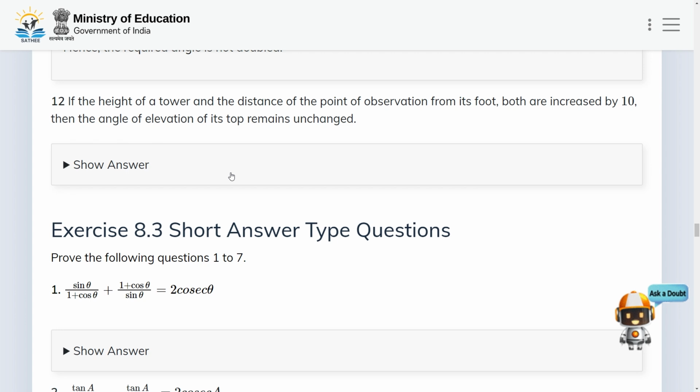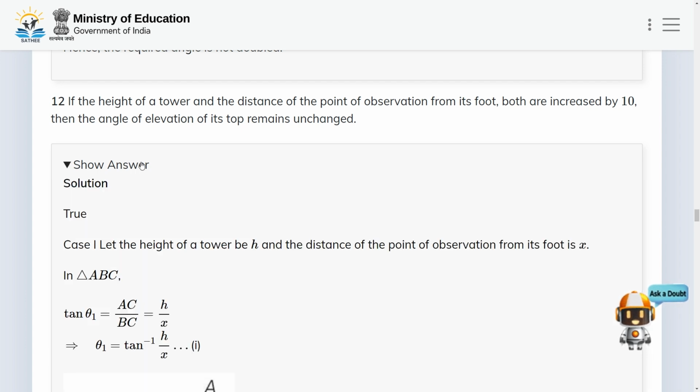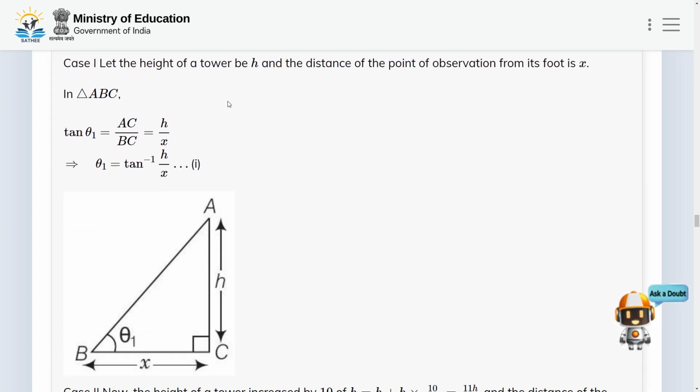So in the next problem, we have: if the height of a tower and the distance of a point of observation from its foot are both increased by 10, then the angle of elevation of its top remains unchanged. Okay, so let us see here. In case 1, first of all let the height of the tower be h, and the distance of the point of observation from its foot is x.